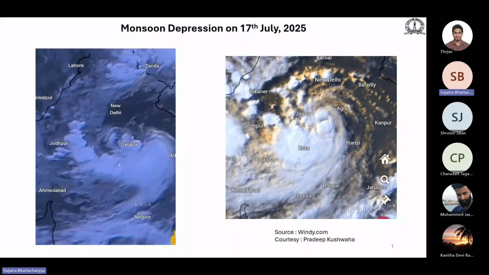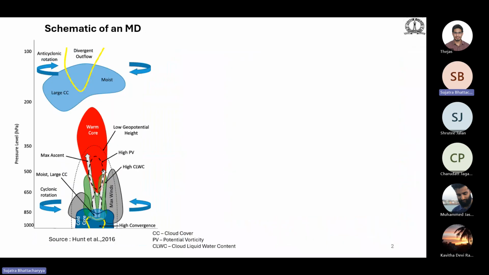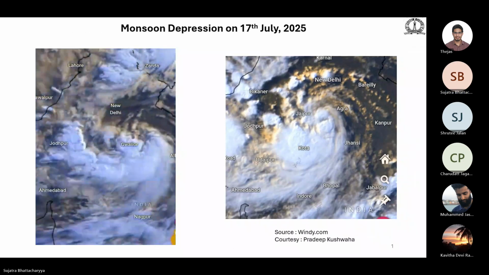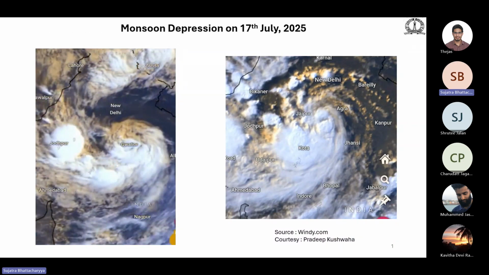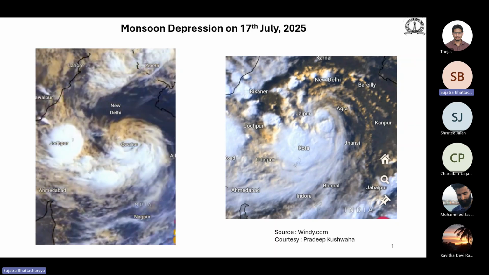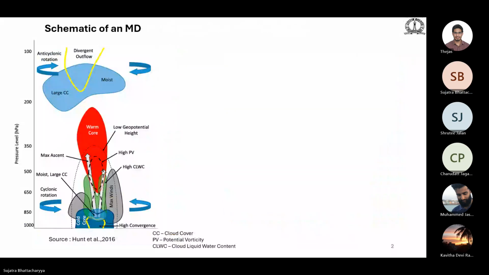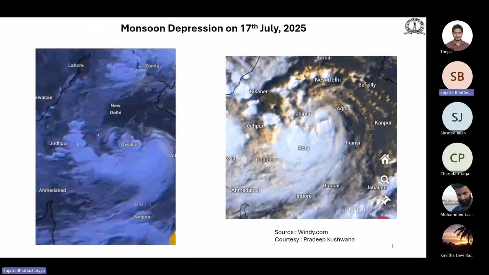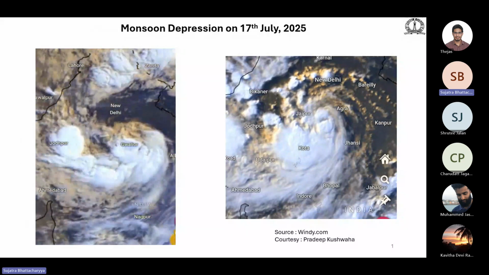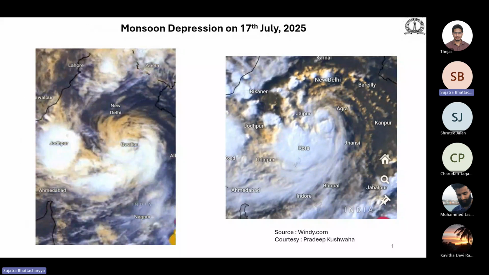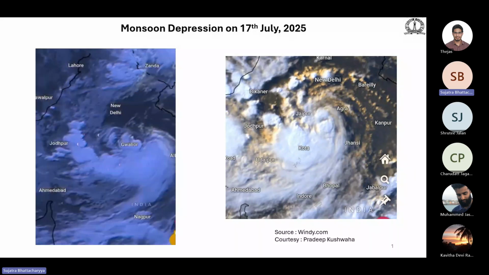So before going to the talk, firstly I want to show how a monsoon depression typically looks like as seen from a satellite. This is a video image of a monsoon depression that happened on 17th July this year, 2025. You can see this cyclonic vorticity, the cyclonic structure, along with these cloud bands. You can see how they're moving in the anti-clockwise direction.